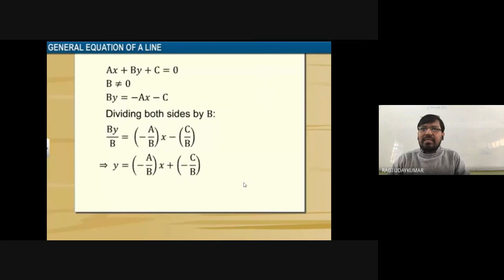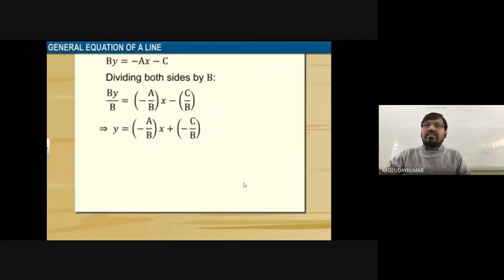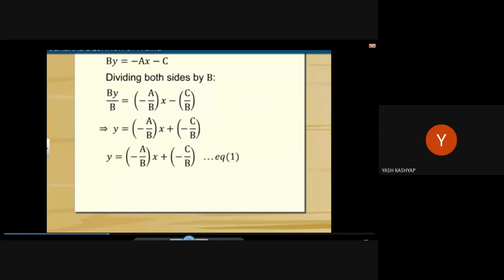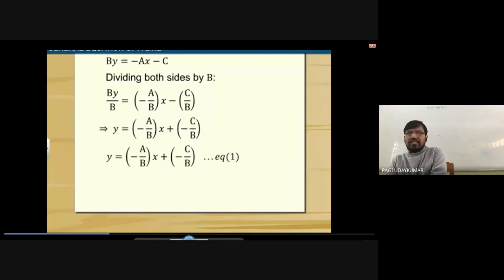So now see, in the place of the m, what do you have here? What do you have in the place of the m? Please, anyone give the reply. So minus a by b. Yes, that is the slope of this line. And the y-intercept is minus c by b.